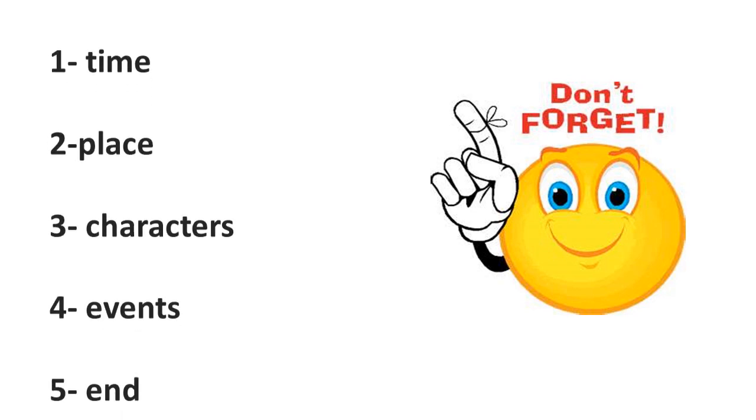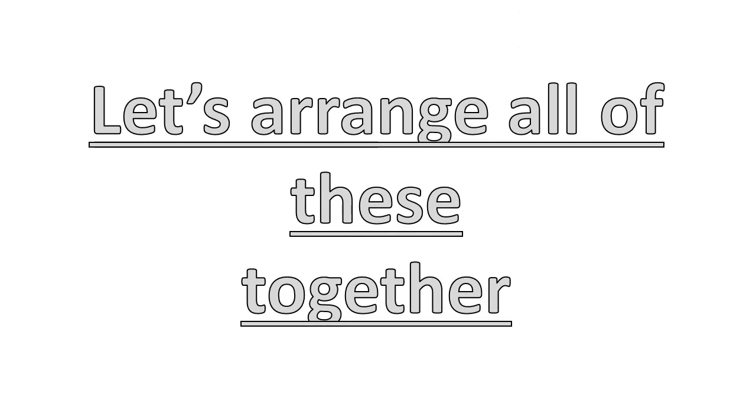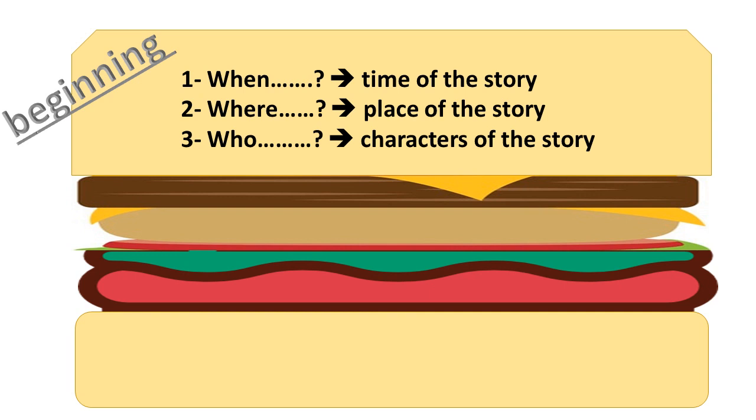So let's remember together, what should we write in the story? How can we write a story? First, we should write the time, place, characters, events, and the end. So let's arrange all of these together and know the relationship of it to the sandwich. The first part of the sandwich, the first bread part, is the beginning of our story. You should write in it when, where, and who. When did the story happen? Where did the story happen? And who are the characters of the story?